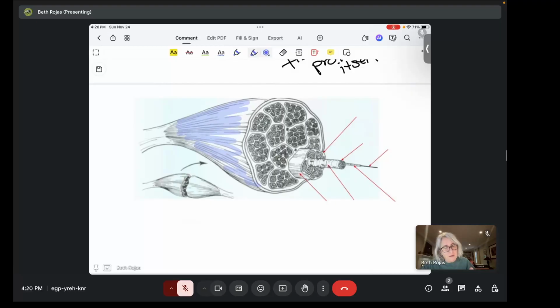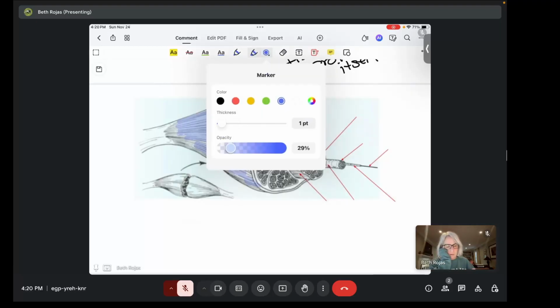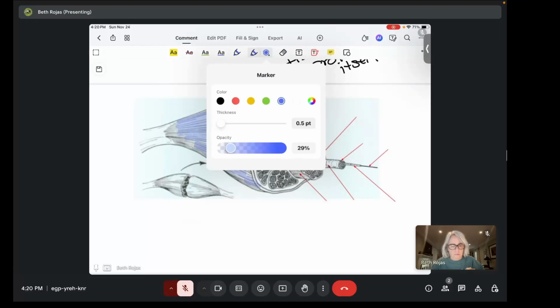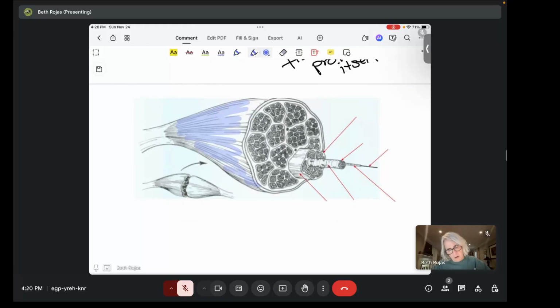Then you're going to take your blue and just go around the outside like that. Okay, so what you just shaded is your epimysium. And that is wrapping your entire muscle.